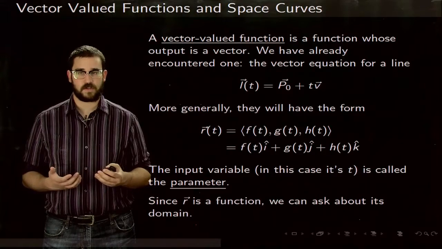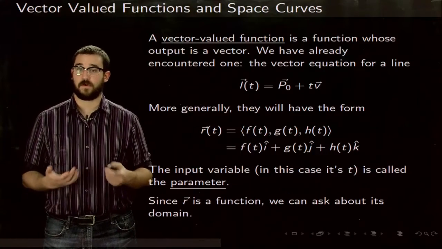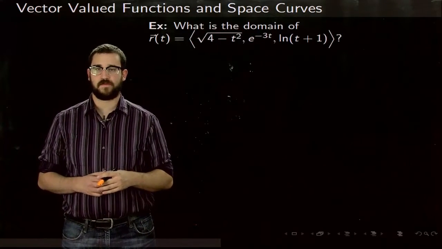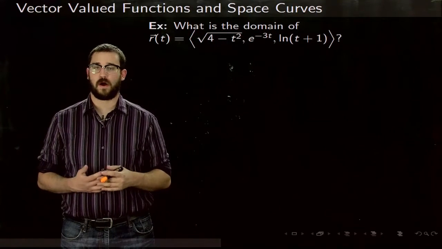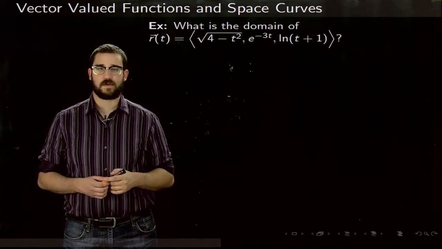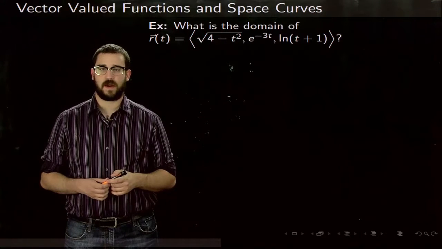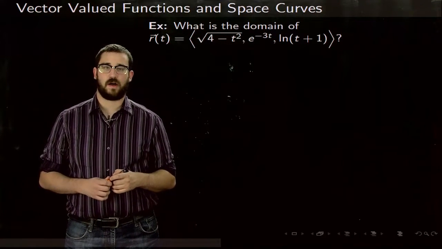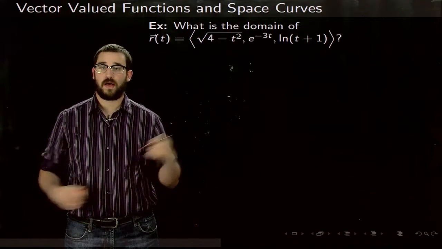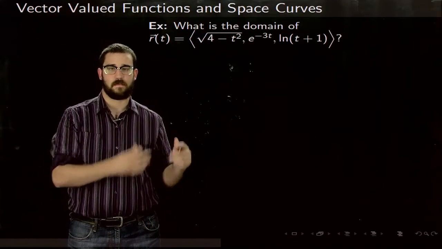Since the r is a function, we can ask about its domain. What is the domain of this vector valued function, where r of t, the vector, is equal to the square root of 4 minus t squared, e to the minus 3t, and the last component is natural log of t plus 1? Well, we look at each of its components.